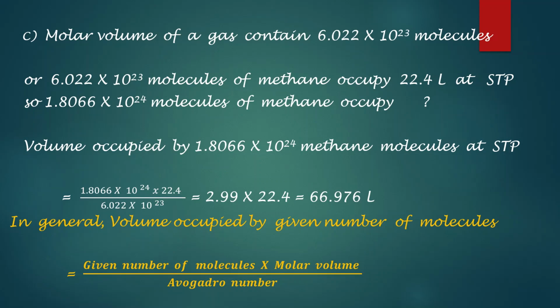Okay. Now in this problem we have divided the given number of molecules with the Avogadro number and then multiplied with the molar volume. Okay. So in general you can remember this formula, that is the volume occupied by a given number of molecules equal to given number of molecules divided by Avogadro number into molar volume.